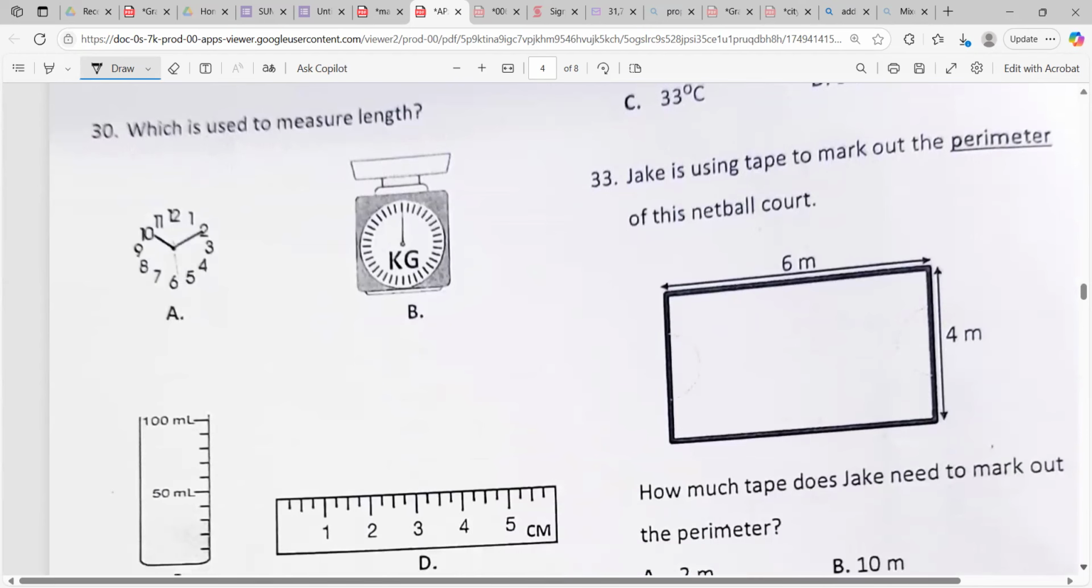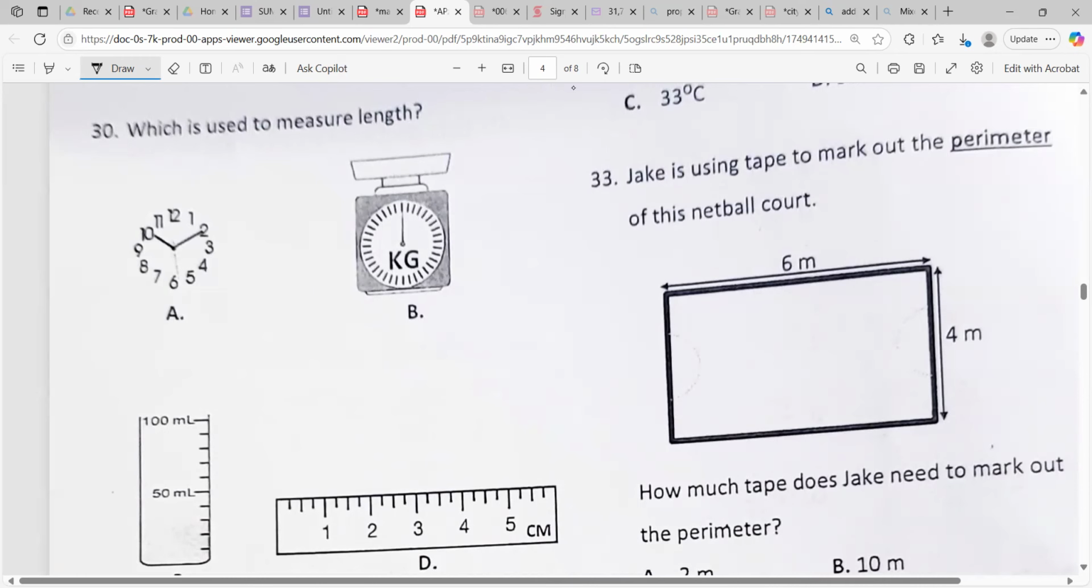Everyone should get this. Which is used to measure length? Aris, I see your hand is up. I will acknowledge you when the time comes, but I'm allowing everyone to answer. Guys, remember? Everybody coming on now.